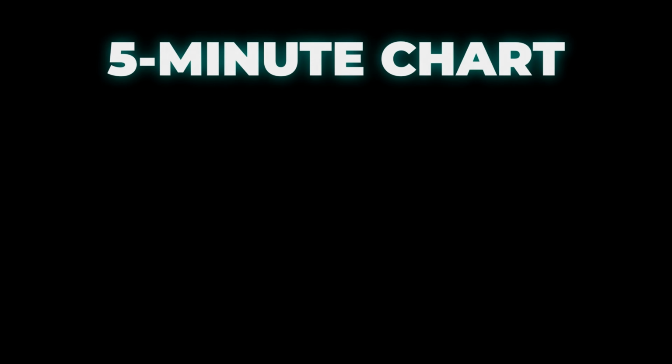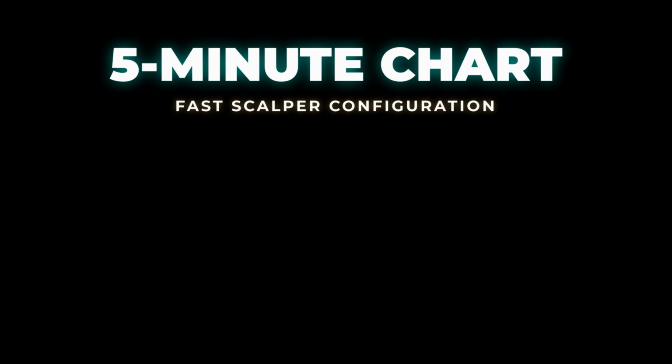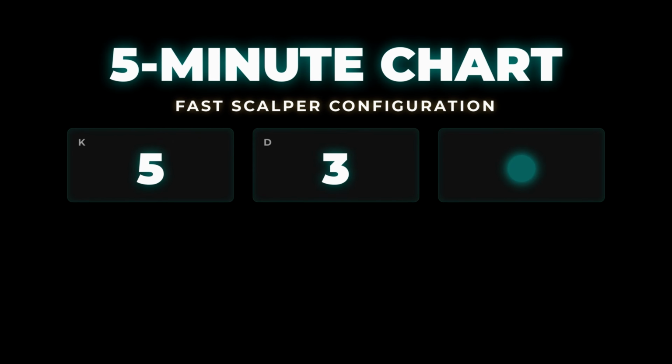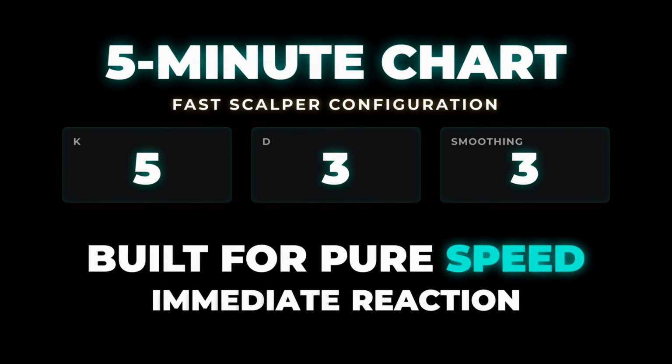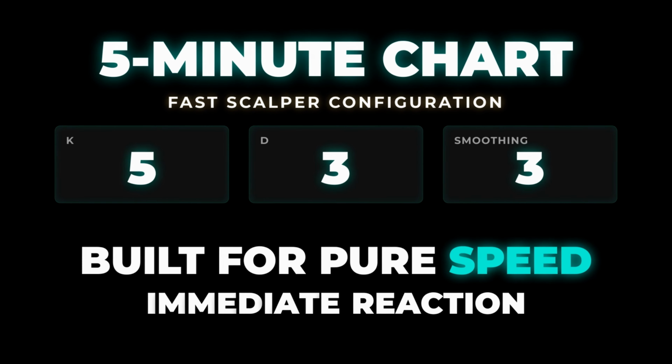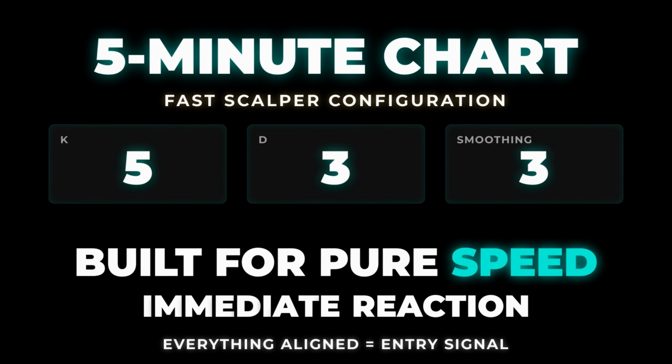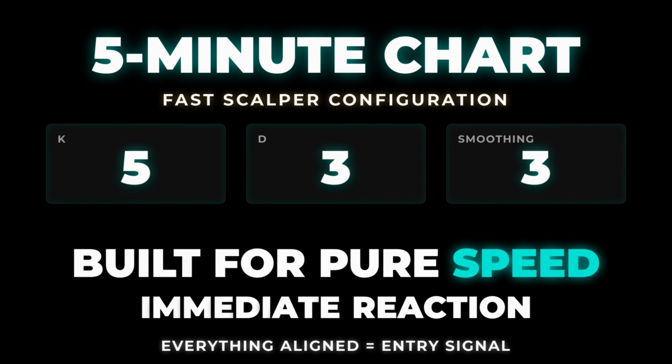So for the 5-minute chart, the fast scalper configuration I'm going to give you guys is exactly what you need to survive in the market and thrive. I want you guys to set your K to 5, your D to 3, and your smoothing to 3. That setup is going to be built for pure speed and an immediate reaction on your part. So you just have to make sure everything else is aligned, and that is going to be a great signal for you guys to enter into a scalp trade.